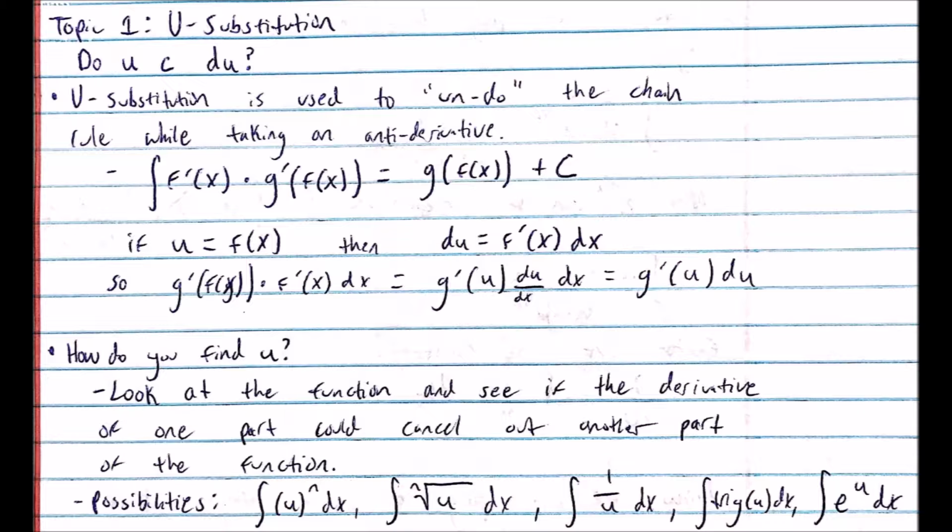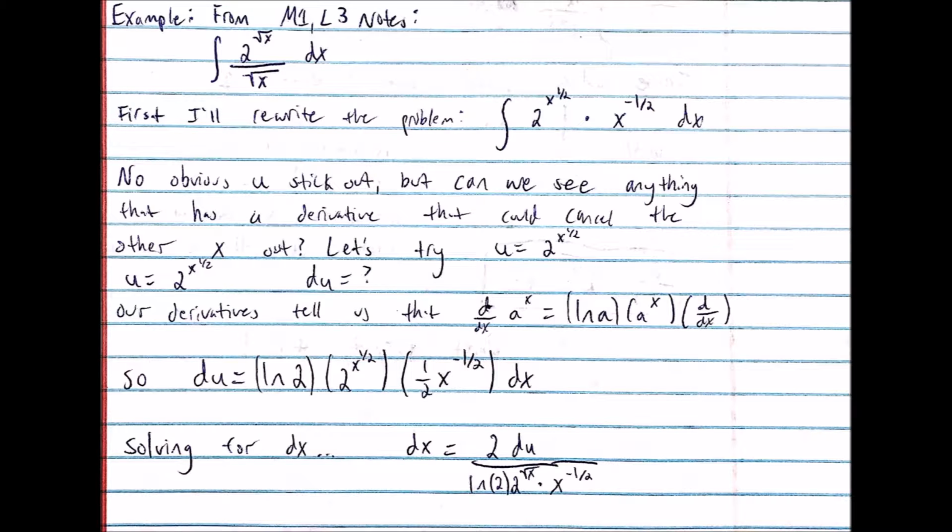So some potential possibilities for where to find u are as follows. It could be raised to the power n, it could be rooted, it could be the denominator, it could be inside of a trig function, and it could be the value that e is raised to, or potentially an a as well. So for my example, I took an example from Module 1, the Lesson 3 notes.